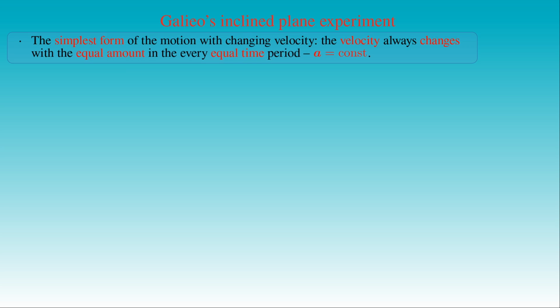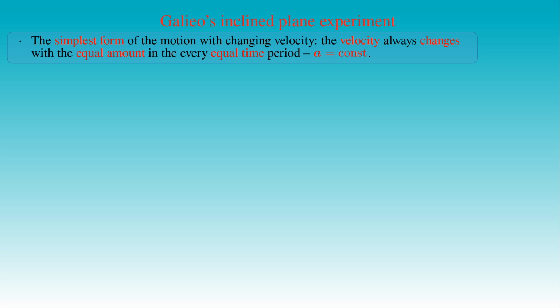In his book Discourses, Galileo described a simple experiment with an inclined plane, so that he could make the observation of the moving bodies easier, and draw some conclusions on the law of free fall based on the results of his measurements. His basic assumption was that the motion with changing velocity follows the simplest form in nature. The velocity of the moving objects is changing with the equal amount in every equal time period. That is, the acceleration of a free-falling body is constant.